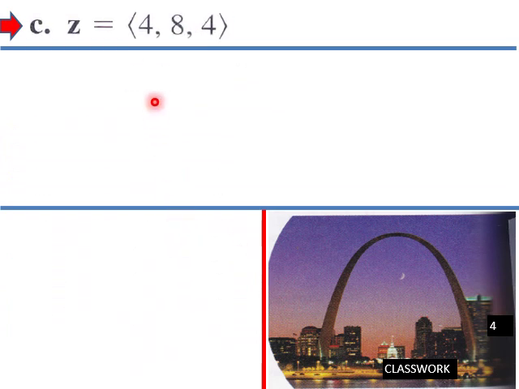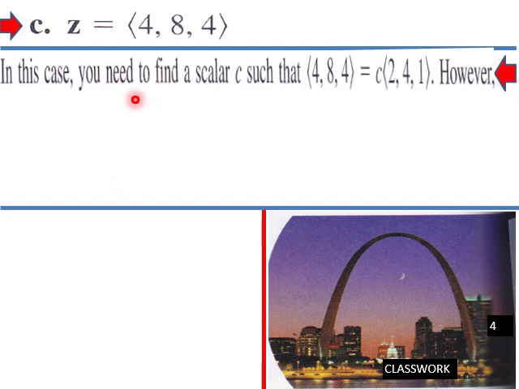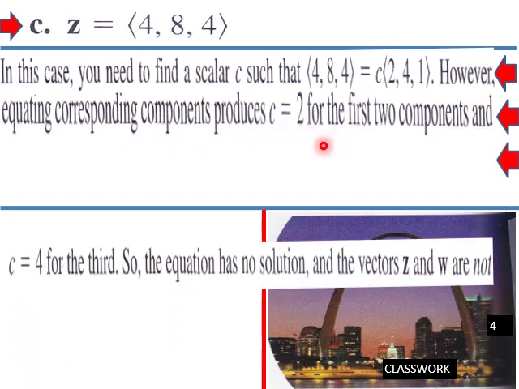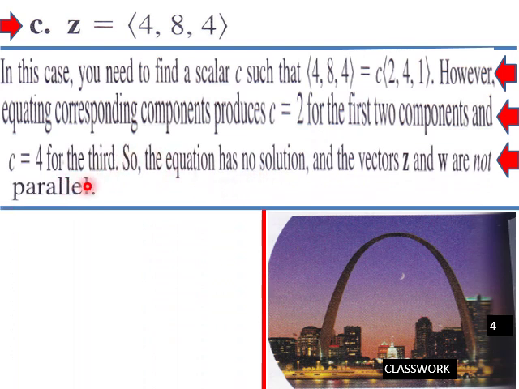Okay, let's try another one. z equals <4, 8, 4>. In this case, you need to find a scalar c such that <4, 8, 4> equals c times <2, 4, 1>. However, equating corresponding components produces c equals 2 for the first two components and c equals 4 for the third. So the third equation has no solution, and the vectors z and w are not parallel because of that fact.